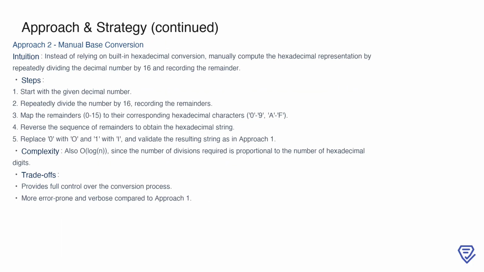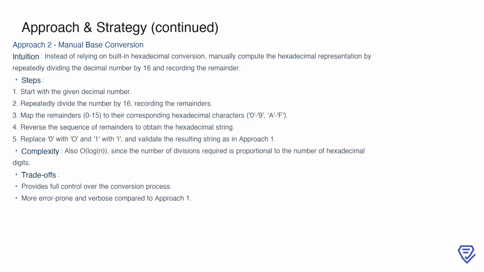Another method to tackle the problem is by manually performing the base conversion from decimal to hexadecimal. Instead of relying on built-in functions, we calculate the hexadecimal representation ourselves through repeated division. Starting with the decimal number, we repeatedly divide it by 16, keeping track of the remainders. These remainders correspond to the hexadecimal digits, which we map to their respective characters.